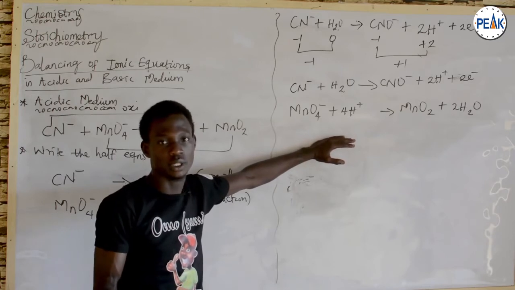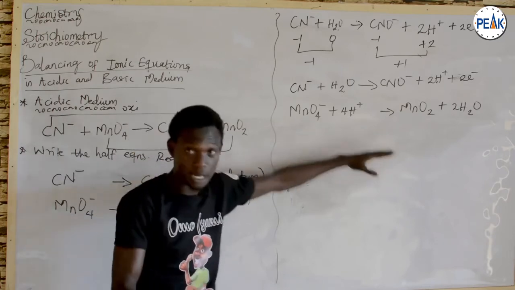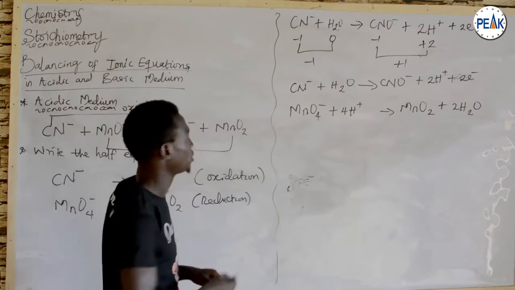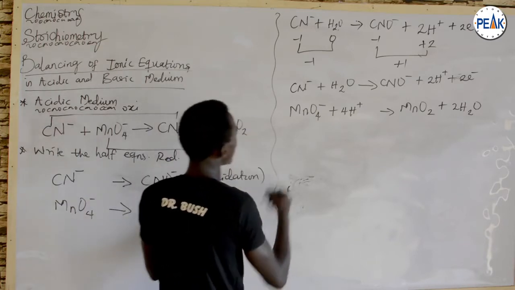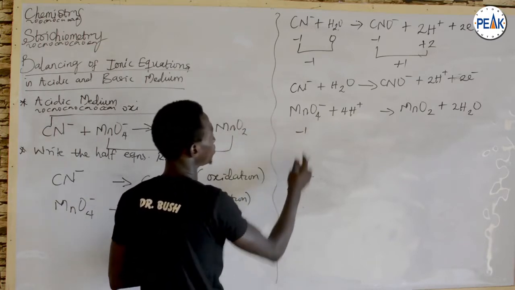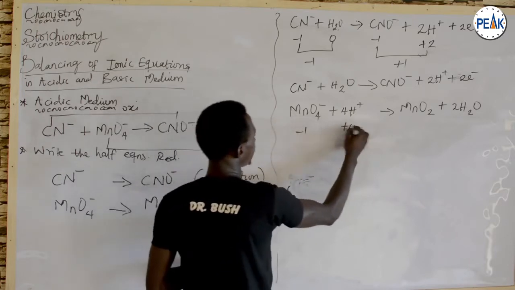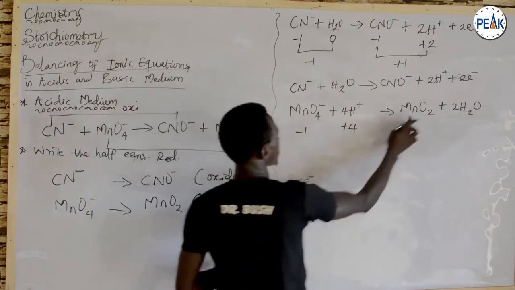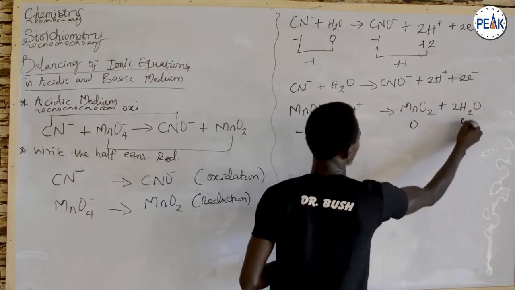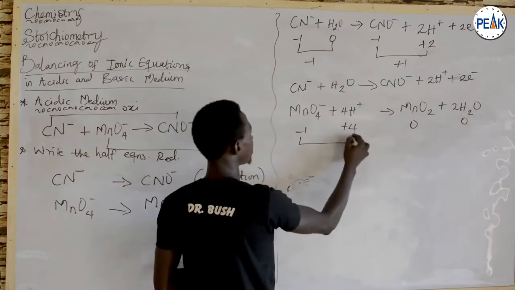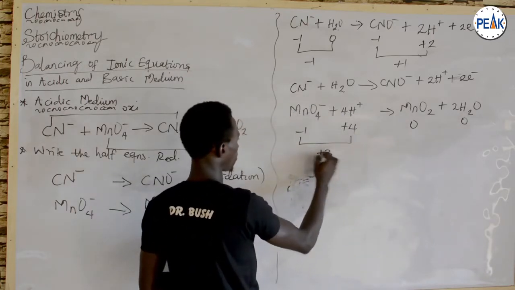I can play with it. I can say chargically, so let's balance it chargically. That's balancing the charge. Now, that means that over here I have minus 1 and I have plus 4. That's for the reactant side. Here I have 0, here I have 0. On the reactant side, the net charge here is going to be plus 3.